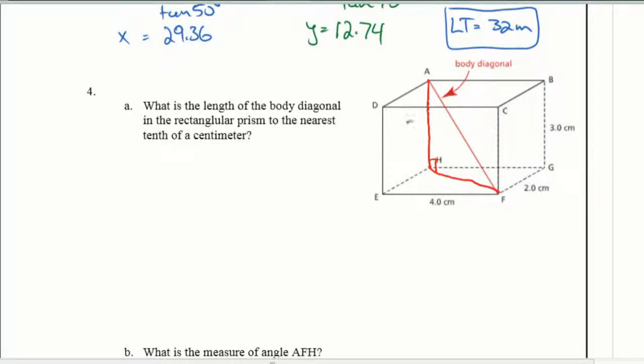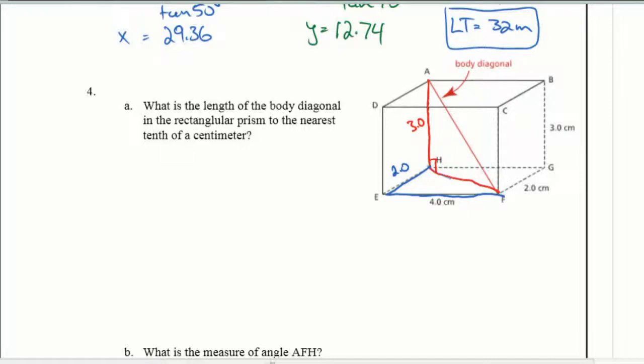I know that this is 3 centimeters over here. I don't know what the diagonal across the bottom is, but I can figure it out using some things here. I know that this side down here is 2 centimeters.